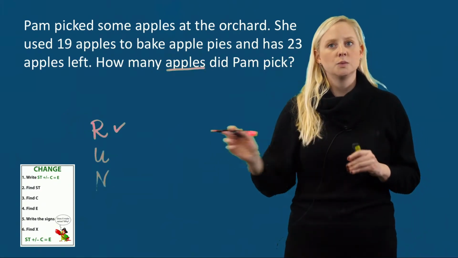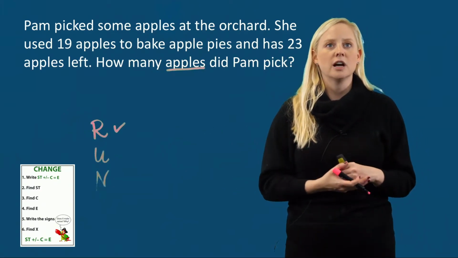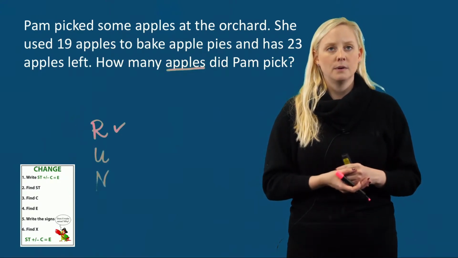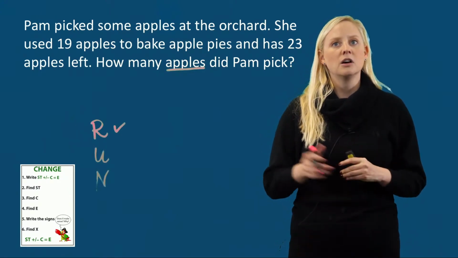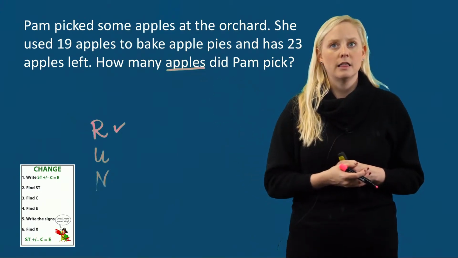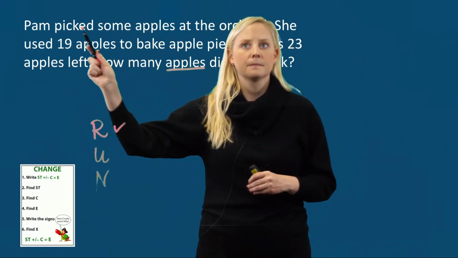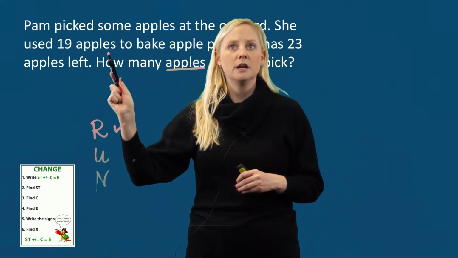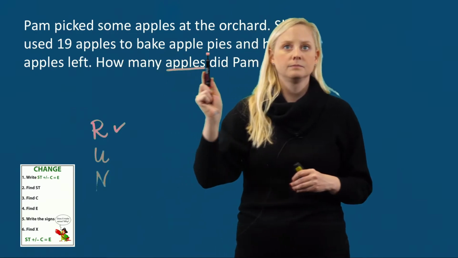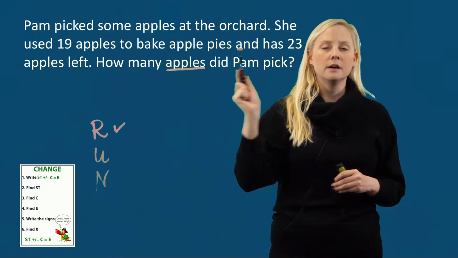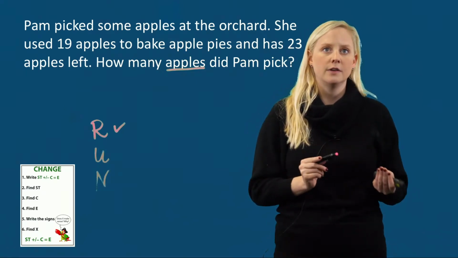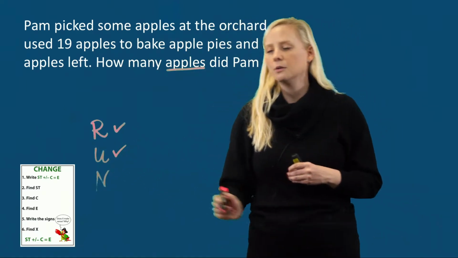But I'm not finished with the U. I now need to check for irrelevant information. We teach students to scan all of the numbers. If the numbers are not talking about apples, we know that they're irrelevant. Let's look. The first number we see is 19. We know that's about apples. We need that. Our next number, 23, also about apples. We need that. So we know we don't have any irrelevant information. Let's cross the U off.